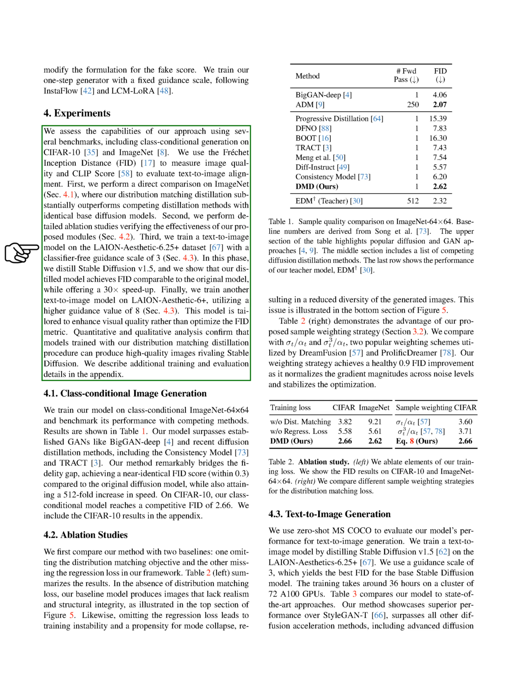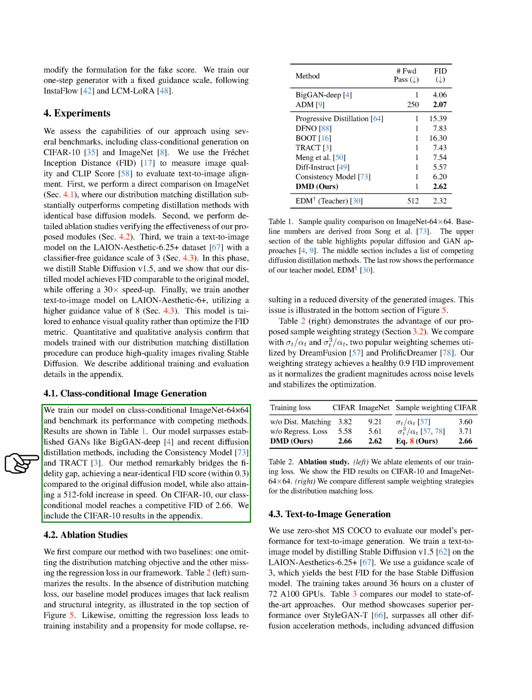In one phase, we train a text-to-image model on the LAION aesthetic 6.25 plus dataset with a classifier-free guidance scale of 3. We show that our distilled model achieves an FID comparable to the original model, while offering a 30 times speed up. Finally, we train another text-to-image model on LAION aesthetic 6 plus, utilizing a higher guidance value of 8. This model is tailored to enhance visual quality rather than optimize the FID metric. Our models trained with our distribution matching distillation procedure can produce high-quality images rivaling Stable Diffusion.